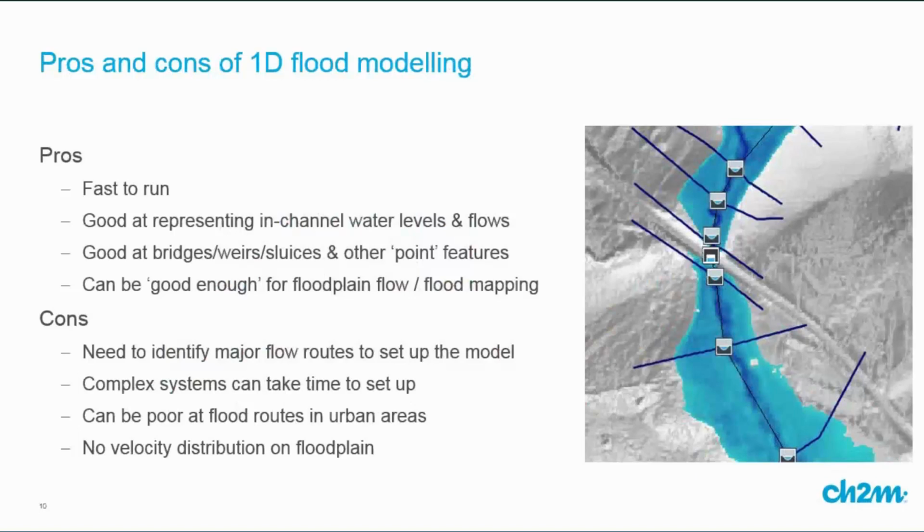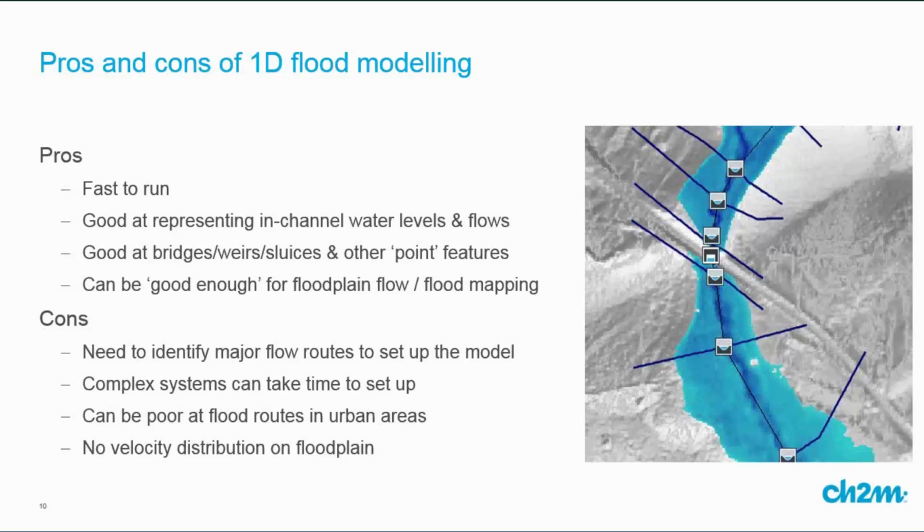Now 1D modelling is fast to run, really fast to run. It's good at representing the in-channel water levels and flows, and it's good at representing a lot of these point features like bridges and sluices and weirs and culvert entrances and trash screens and this sort of thing. And for many situations it actually produces good enough estimates of flood extent, or you can calculate depth grids from it as well, to understand floodplain flow and to be used for flood mapping. However, when you have complicated flow routes on the floodplain, it's harder to work with.